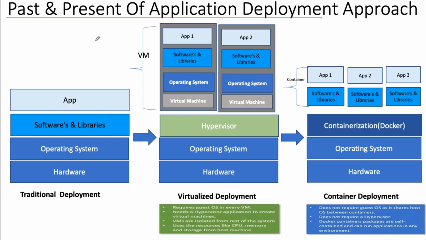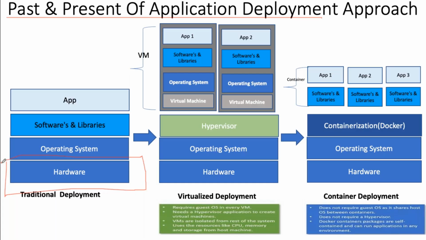As most of you already know, if you want to deploy any application or any software, what is the first and foremost thing we need? Hardware. What do you mean by hardware? Hardware is your computing hardware, storage hardware, networking hardware, like CPU, memory. You need hardware.